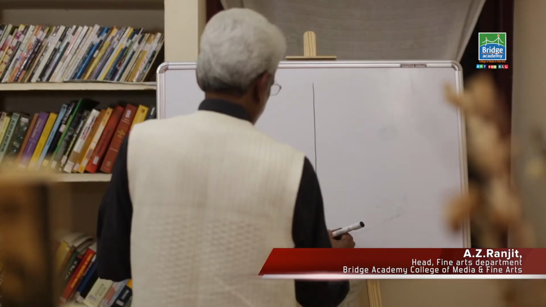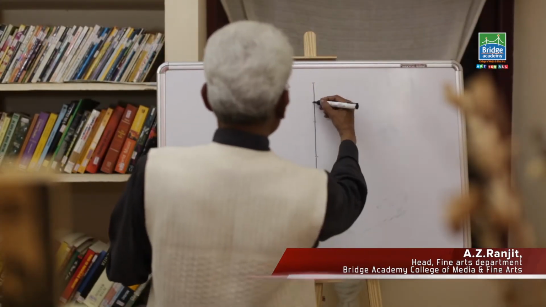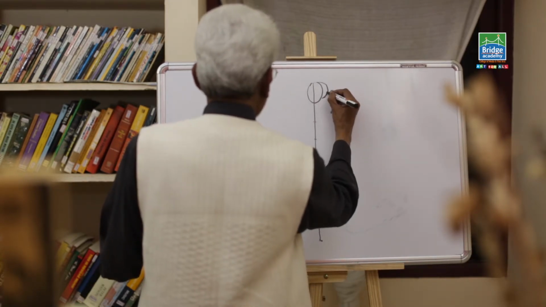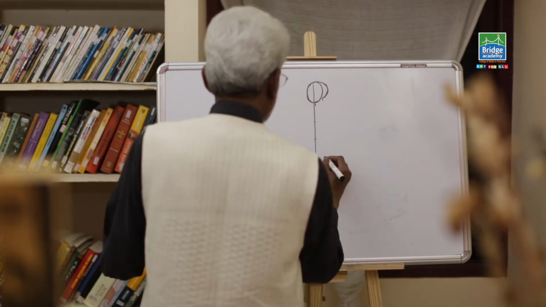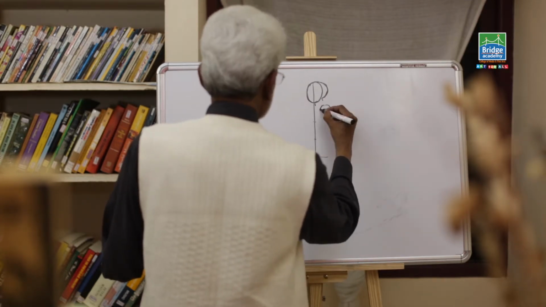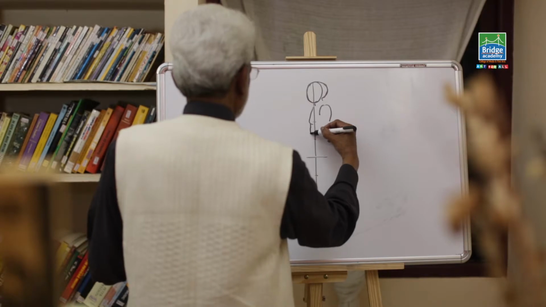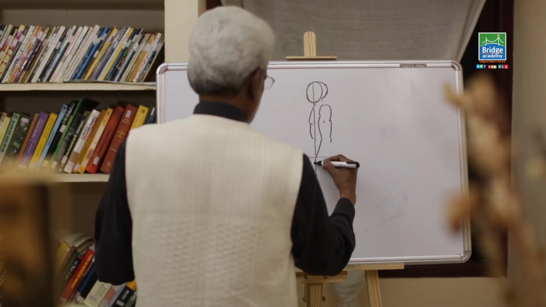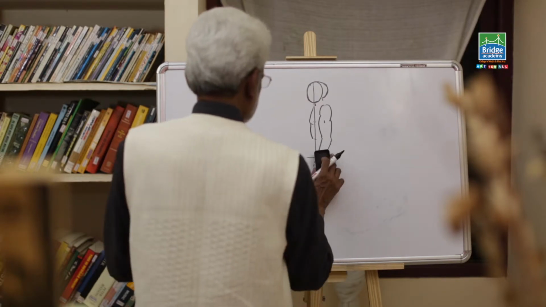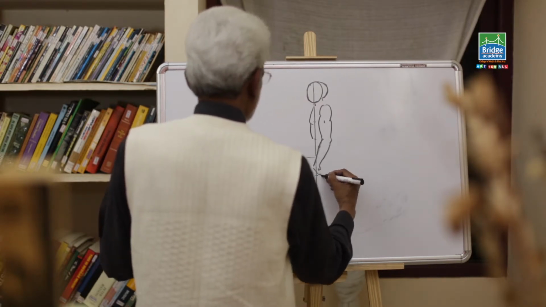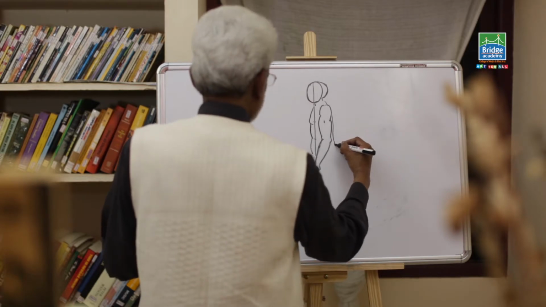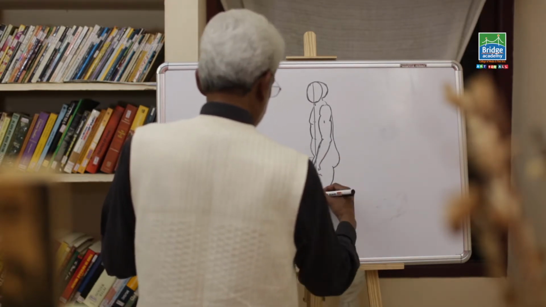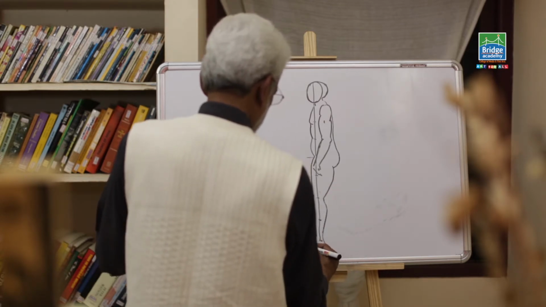Now we go to the profile. The same measurements are taken. One head, elbow at the waist, and the open hand comes to the middle of the thigh. The thighs, calf muscles, and the feet.